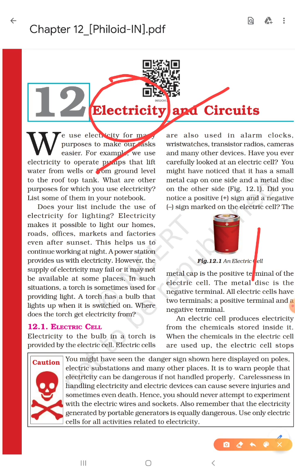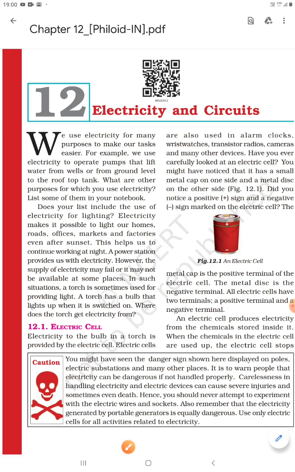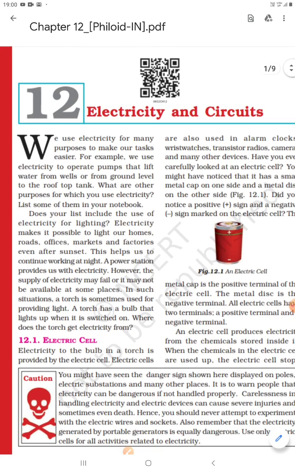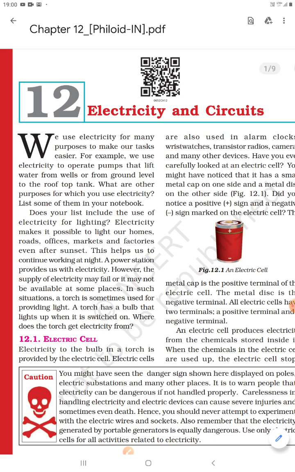Like if we want to light our homes, light our roads, light our offices, markets, factories after sunset, we use electricity. Because of this we can continue work at night also.